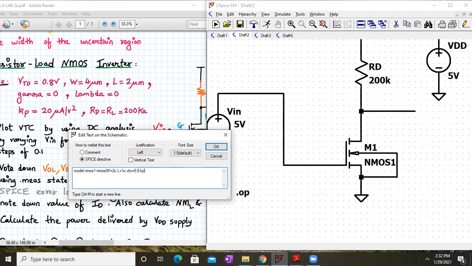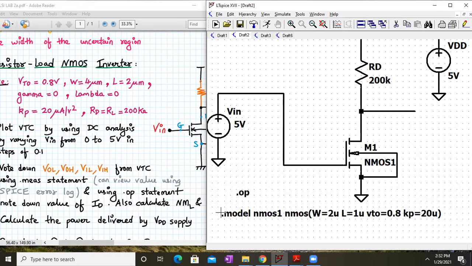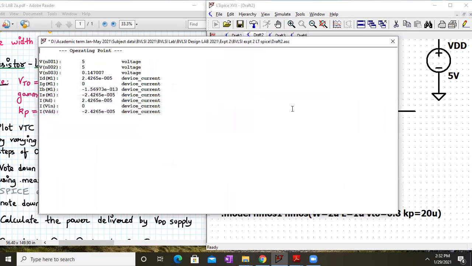Okay, and KP value I want to take it as 20 micro. Fine, and then I can click on OK and paste this model over here. Okay, and now if you run it, it will give you the operating points. Yeah, these are the values which you are getting, correct?